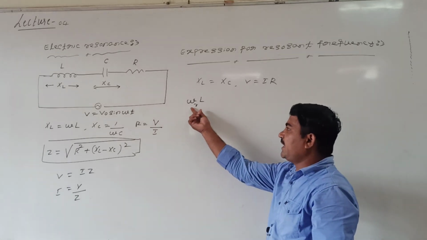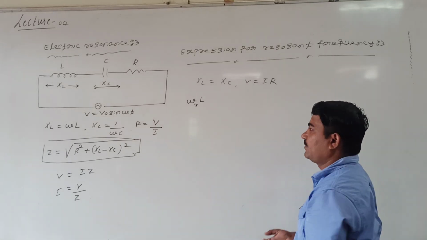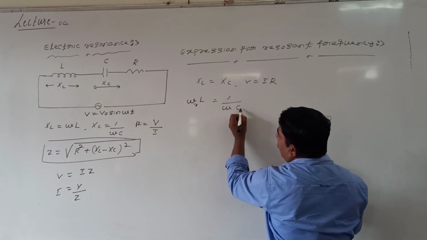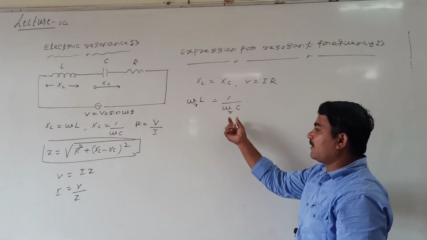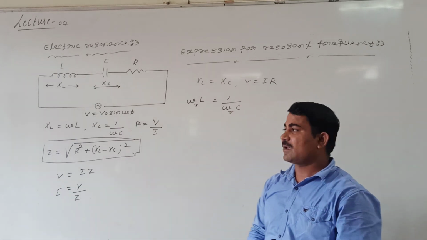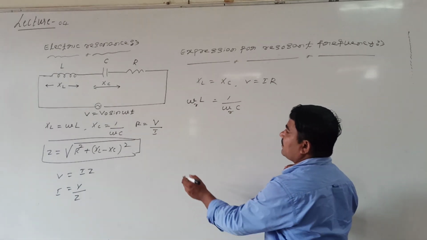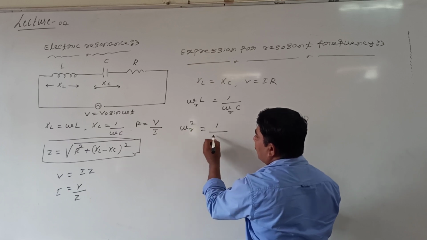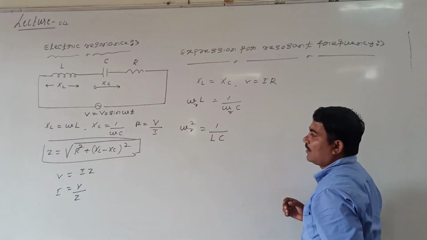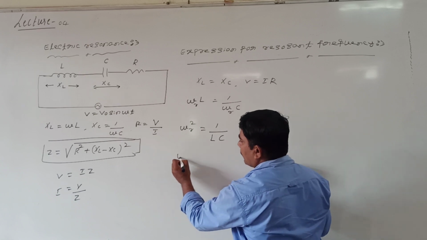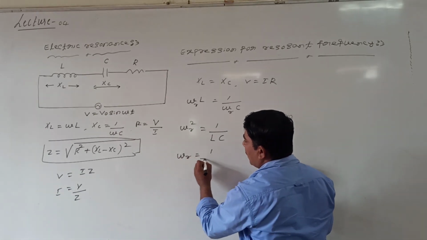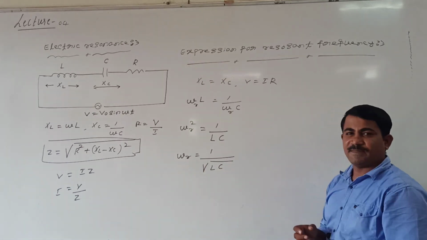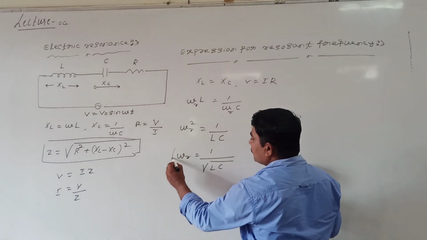At this frequency, current in the circuit is maximum. What is XC? XC is equal to 1 by omega C. Omega can be replaced by omega R. Omega R represents resonant frequency. Then just rearrange this value. Rearranging, omega R whole square is equal to 1 by LC. Or what is omega R? Omega R is equal to 1 under root of LC. This I can call angular resonant frequency.